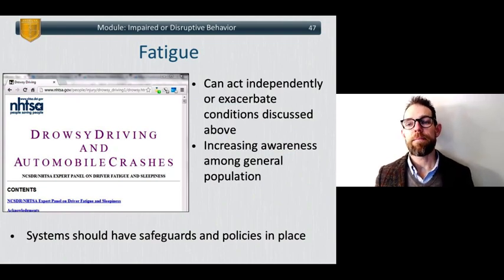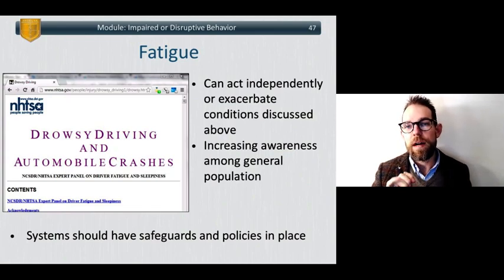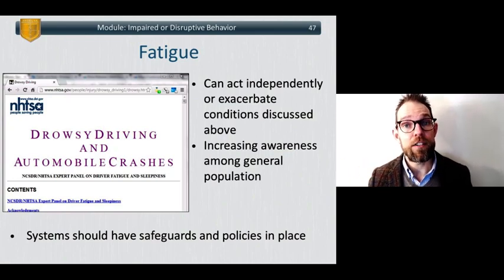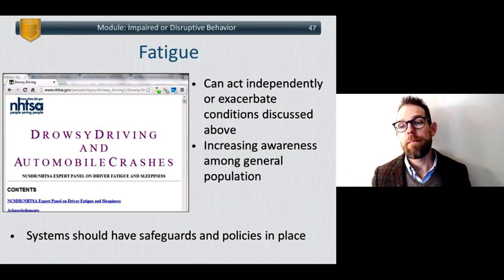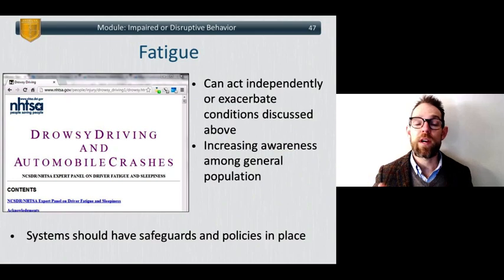Fatigue is an independent predictor of impaired function, but it can also independently cause seizure disorders, or it can exacerbate underlying seizure disorders. So obviously we need to be aware that fatigue can unmask seizures or can make them worse.